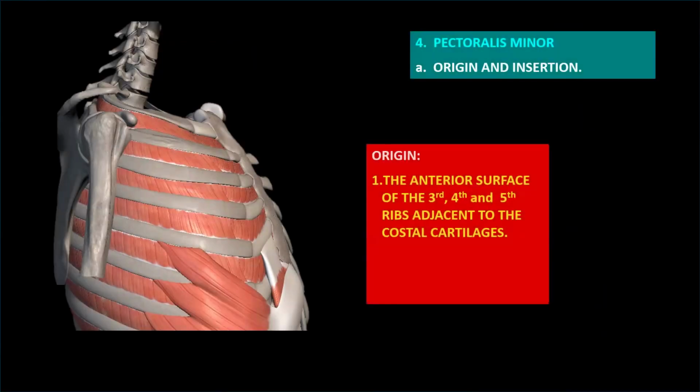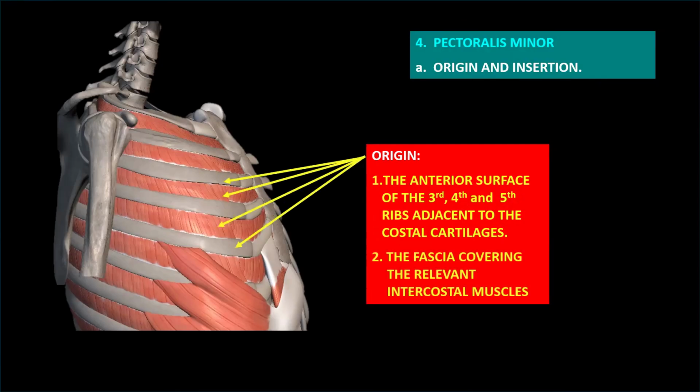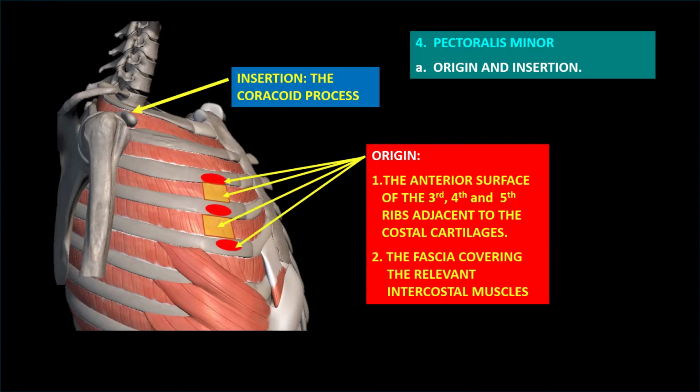Origin and insertion. Origin, the anterior surface of the third, fourth, and fifth ribs adjacent to the costal cartilages. 2. The fascia covering the relevant intercostal muscles. Insertion, the coracoid process. Let's insert the muscle.